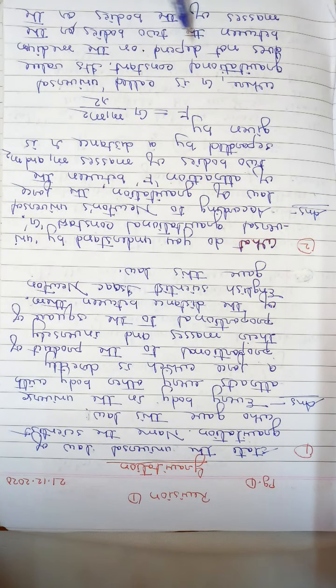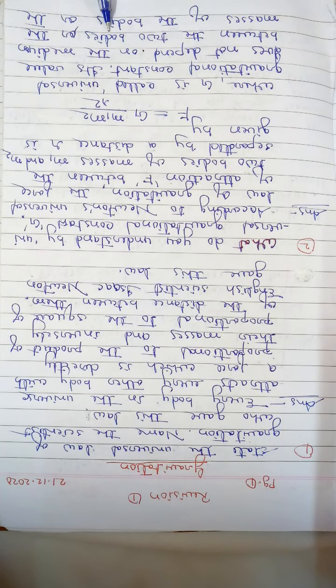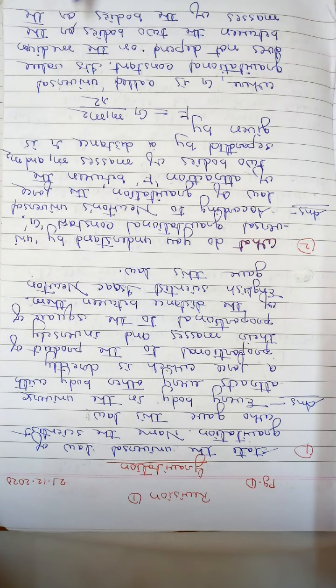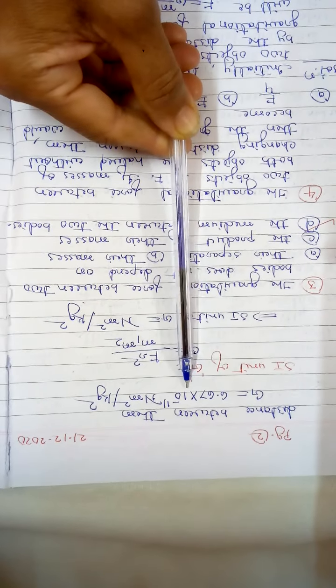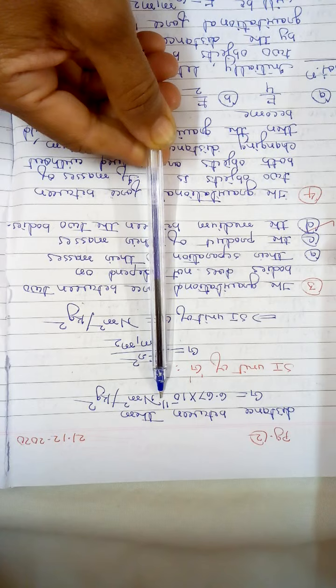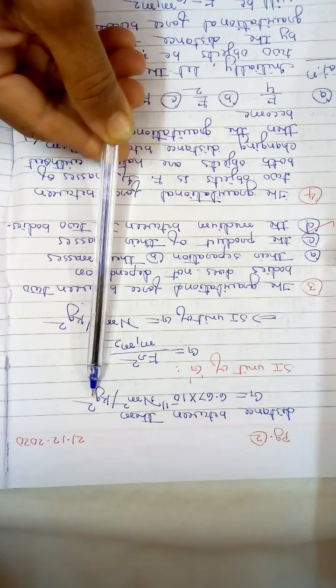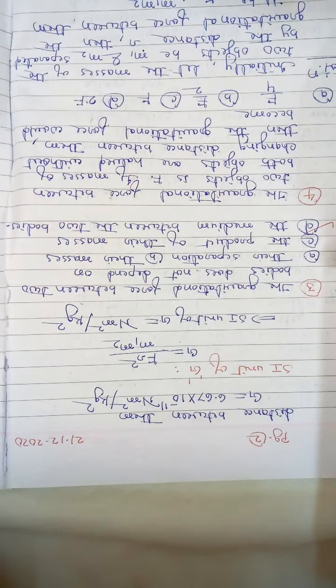Its value does not depend on the medium between the two bodies. That means the bodies may be terrestrial or celestial, or the masses of the bodies, or the distance between them. The value of G is 6.67 into 10 raised to minus 11 Newton meter square per kg square. That means it is too small.